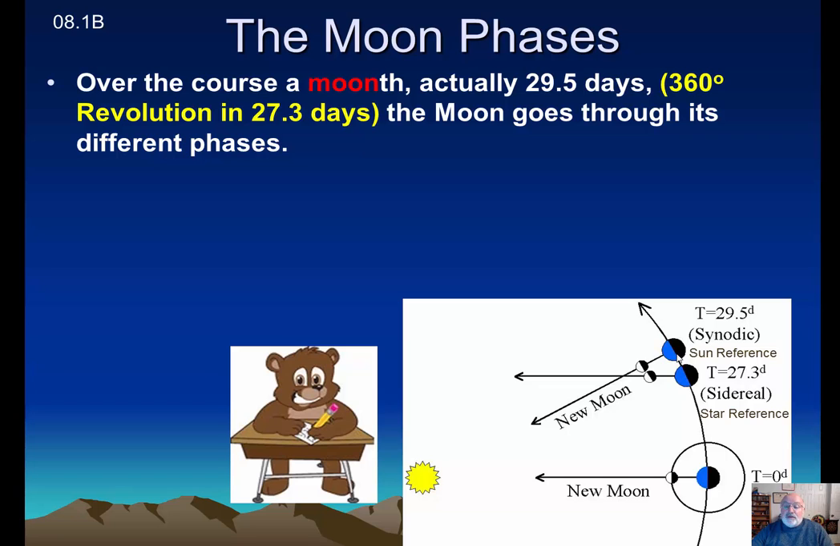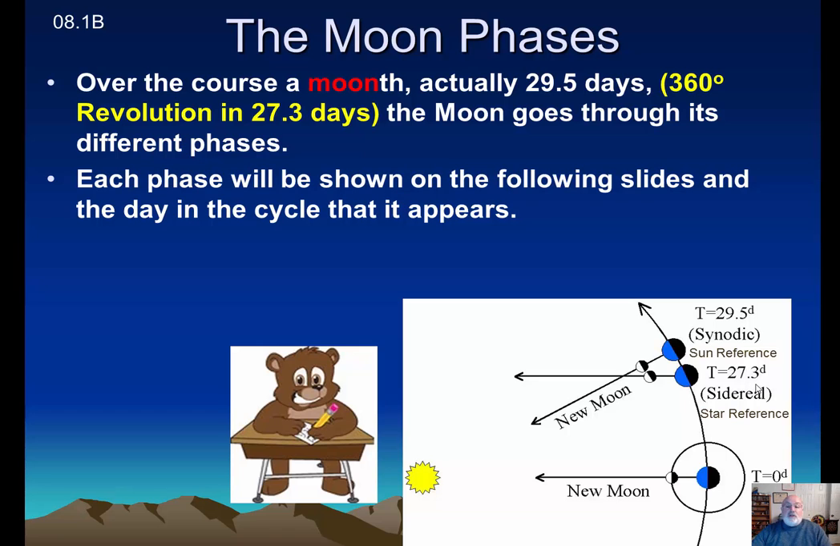And it takes an additional 2.2 days for the moon to catch up, and that's called a synodic month. Okay, and that's based on the sun. So we're pointed toward the sun here and a star. We're pointed toward just the star here, 27 and a third days for 360 degrees, and we have to go an additional 2.2 days so we can line up back with the sun, and that's called a synodic month versus a sidereal month.